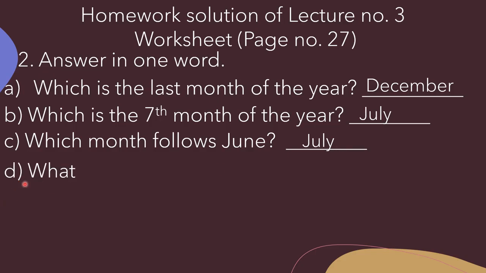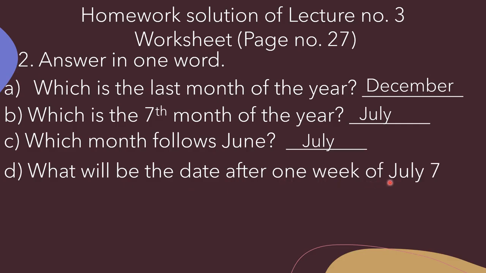Now in D part. What will be the date after 1 week of July 7? So here beta we know that in 1 week there are 7 days. So we want to know about the date after 1 week of July 7. So here we will add 7 days in July 7. So when we will add 7 plus 7, that is equal to 14. So after 1 week of July 7, which date will come? That is July 14. Okay.